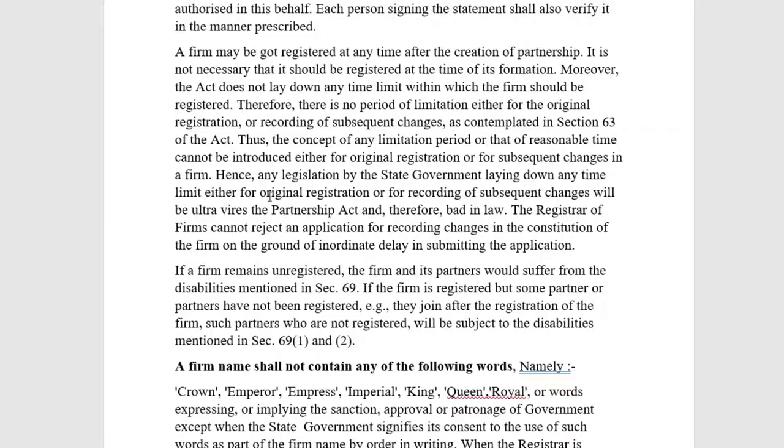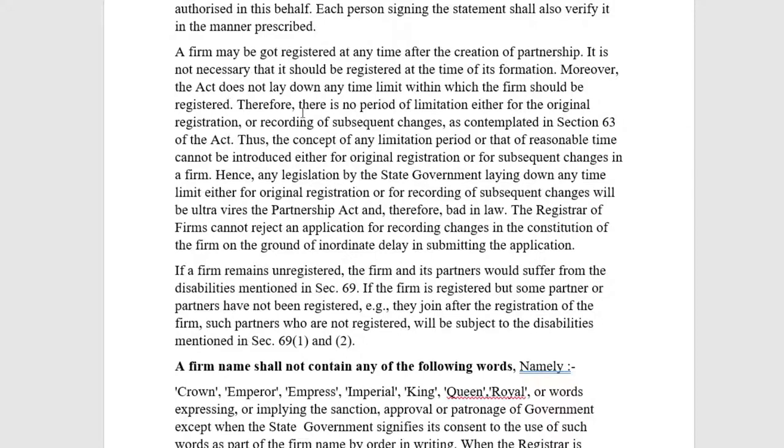A firm may get registered at any time after the creation of partnership. That means it is not necessary that the firm should be registered within this time or that time. The duration has not been mentioned in the Partnership Act. It is not necessary that it should be registered at the time of its formation. Moreover, the Act does not lay down any time limit within which the firm should be registered. So this is a very important thing, that there is no time limit and there is no compulsion.